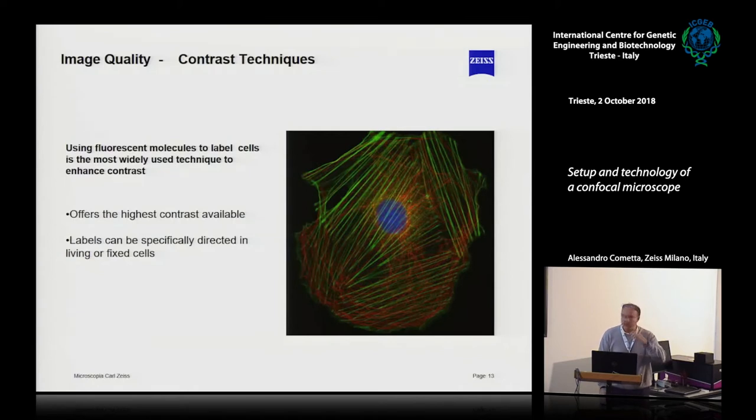So you can use a specific antibody, as told by Gabriele, in the nucleon, that are going inside the DNA, and so you can see just the DNA, or you can use a specific protein to enhance the cytoskeleton or the mitochondria.